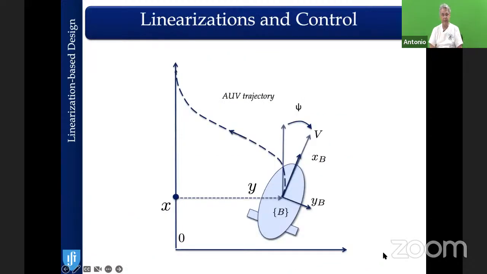So let's start by talking a little bit about linearizations and control. And again, I'm not going to be very formal here, but I want to introduce these concepts. Suppose you have this vehicle, which is an underwater vehicle, okay? And you want to do something. So let's pay attention to the vehicle. So the body axis is there. So you have X and Y axis. And assume that the vehicle goes at a certain speed, V. V is the absolute value of the velocity, which is aligned with the x-axis.